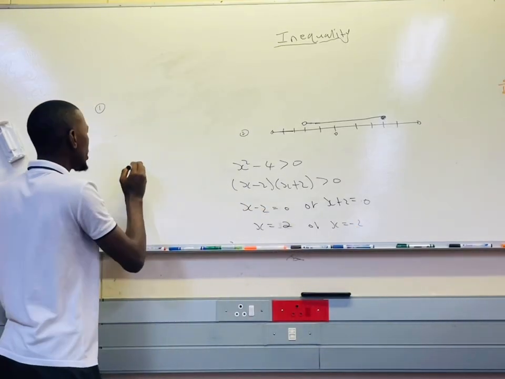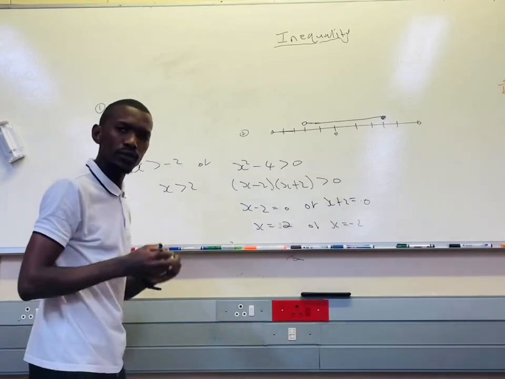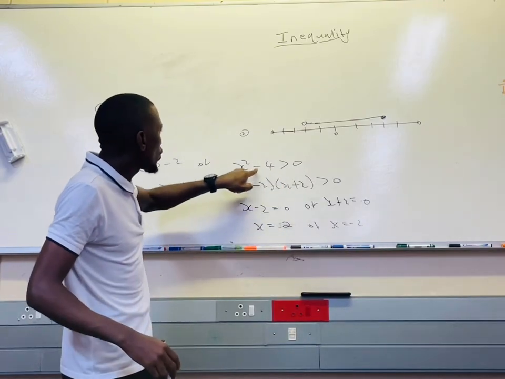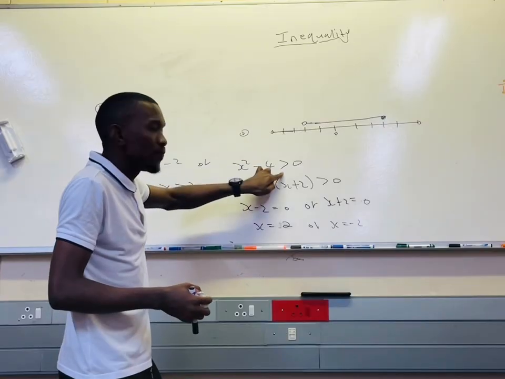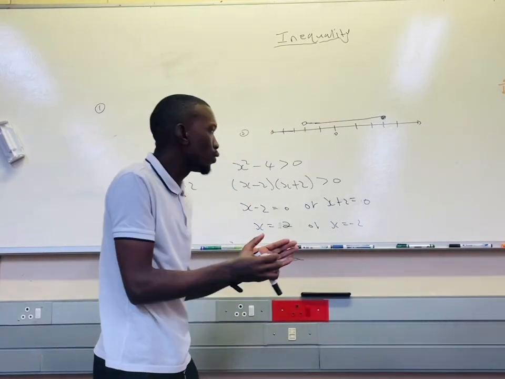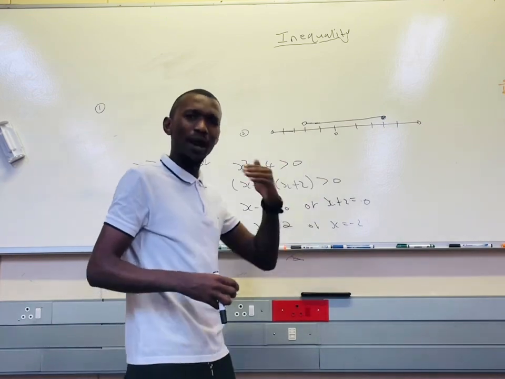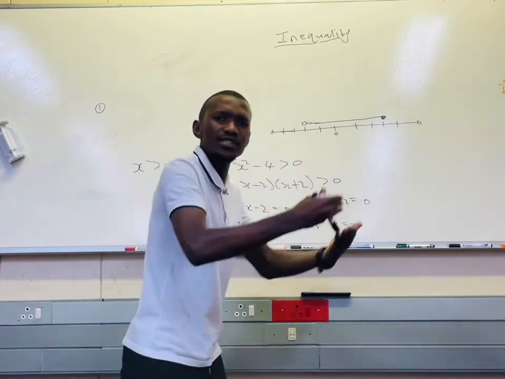People are expecting me to say x is bigger than -2 or x is bigger than 2. No, I'm not going to write it like that. You know why? Because this guy tells you x squared minus 4. We're looking for the values of this function whenever it's bigger than 0. What are the values of x of this function that are bigger than 0, that are greater, that are positive? That's our main focus. We're looking for the values that are positive, that are greater than 0.